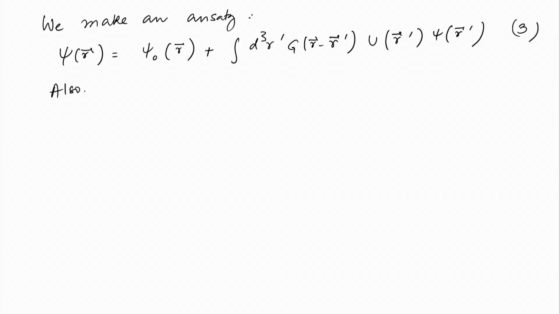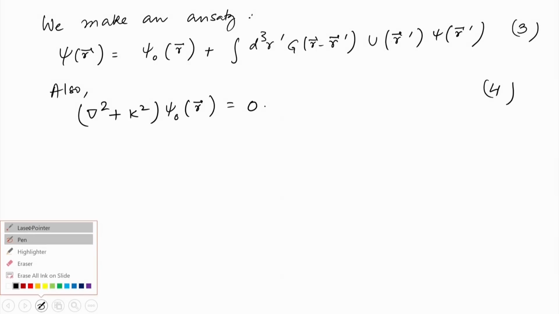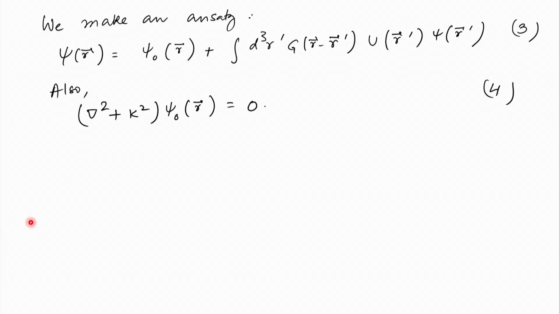Also make this additional requirement that (del square plus k square) acting on psi 0 of r should be equal to 0. And one can actually see that this, equation number 3, which is here, is a solution of 1, that is the Schrodinger equation that we have written now.